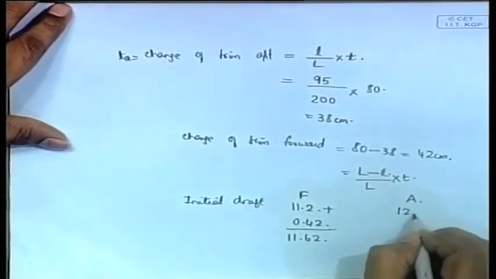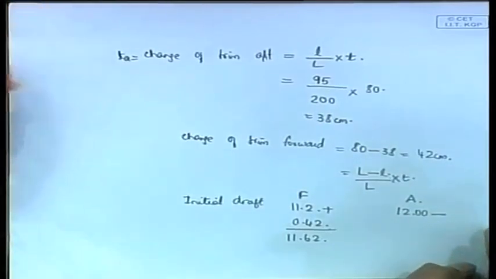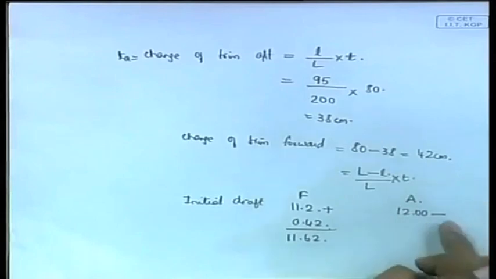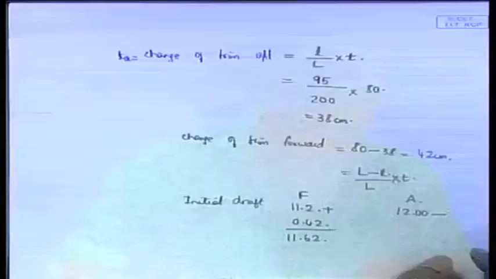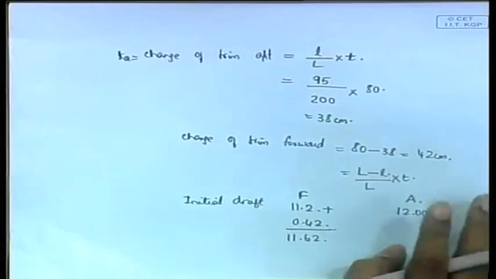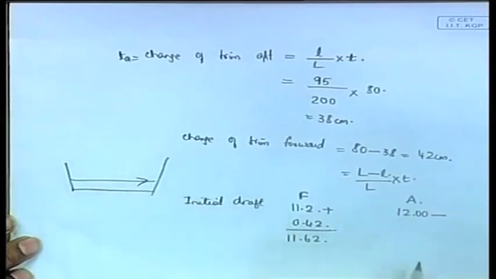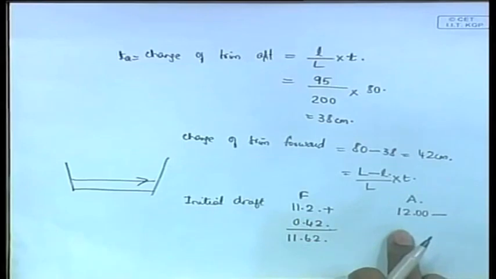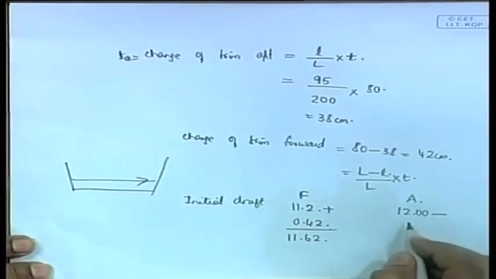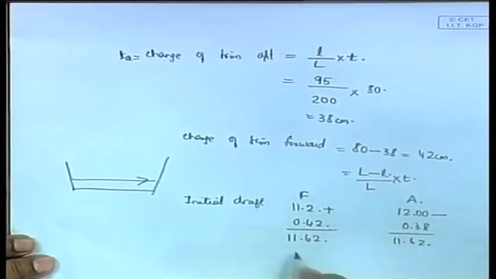Initial draft is 12, and in this case it is trimming. This you have to check: when it is trimming, one of them will always be positive and the other will be negative. You have to see where the weight is moving. For example, you are moving from 80 meters to 195 meters of AP, so you are actually moving it forward. So the forward will go down, that will be positive, it will add up, and the aft side will go up, so it will become negative. You have to check that each time. So this is 0.38, this will become 11.62.